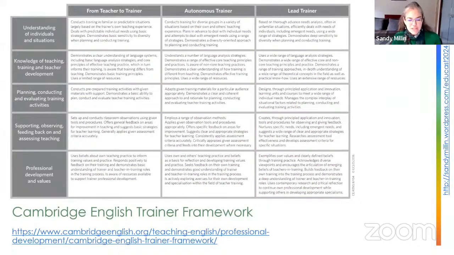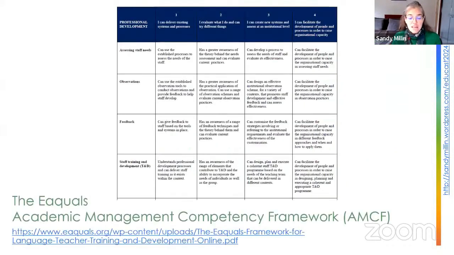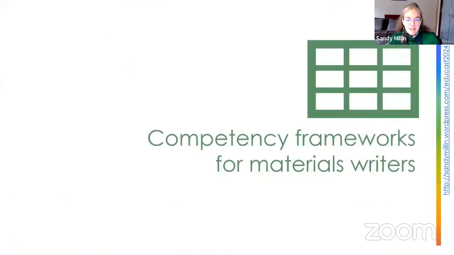So there are frameworks for teachers, there are frameworks for trainers. There's also even one for academic managers. So there's the Equals Academic Management Competency Framework. Again, this breaks things down into 4 different levels, 1, 2, 3, 4. And this is an excerpt from professional development, for example, developing professional development within your institution. But what I noticed from all of this is that competency frameworks for materials writers were hard to find.